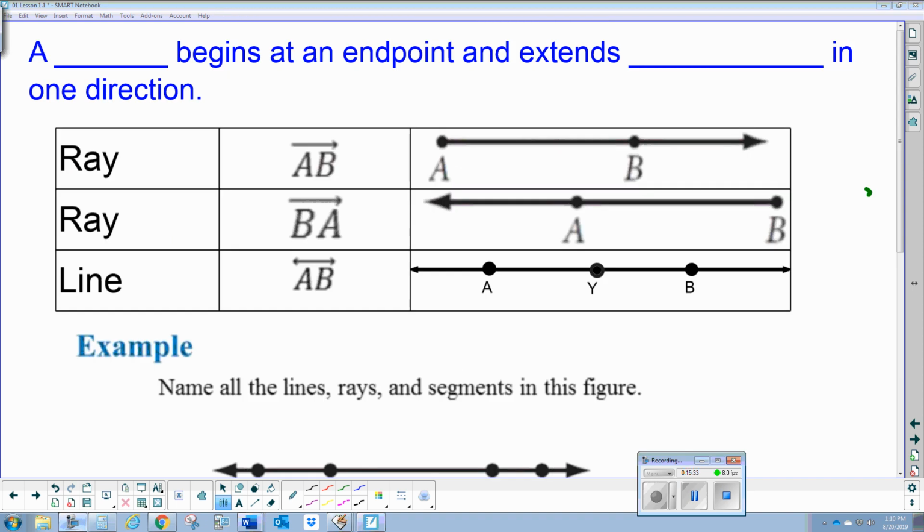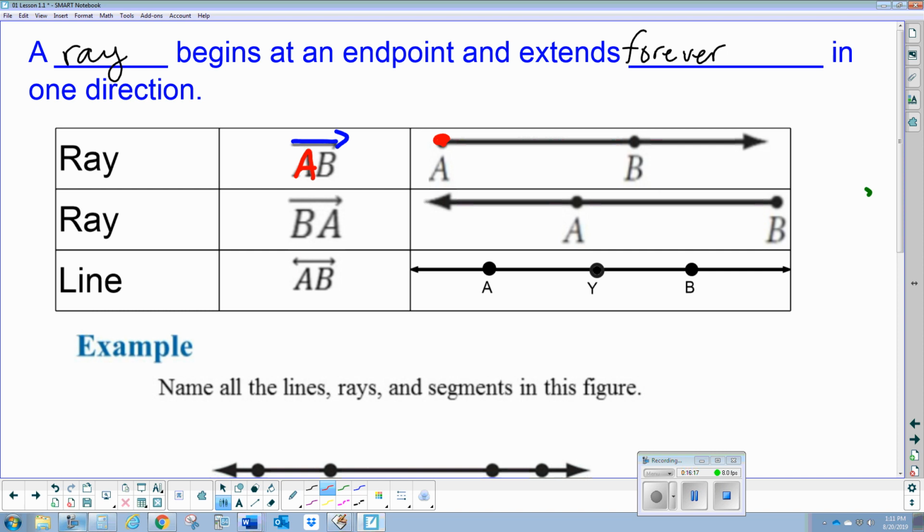So just a few more definitions. The first one is that a ray begins at an endpoint and extends indefinitely in one direction, or extends forever. So you can see a couple displays of ray. You always label where your endpoint is the first letter. Okay, so we start with AB because A is the endpoint, and then we draw our arrow always to the right.